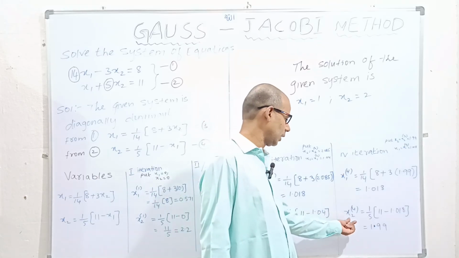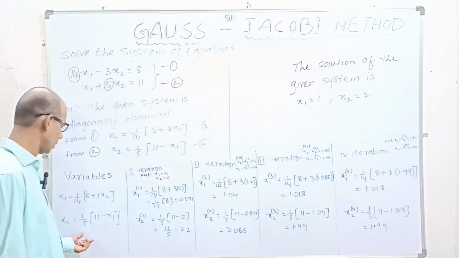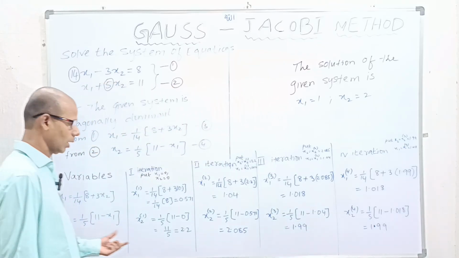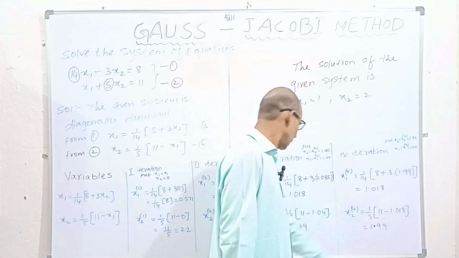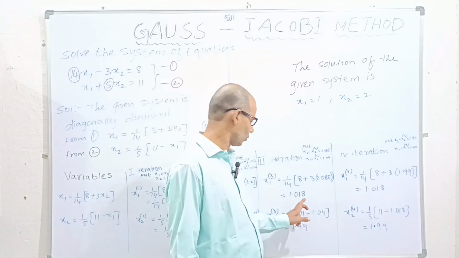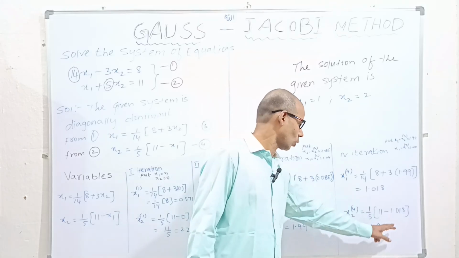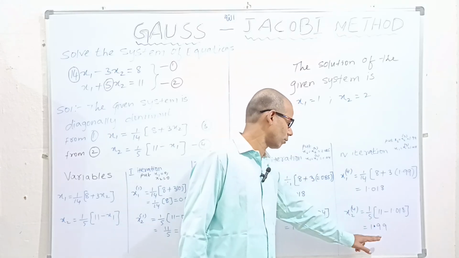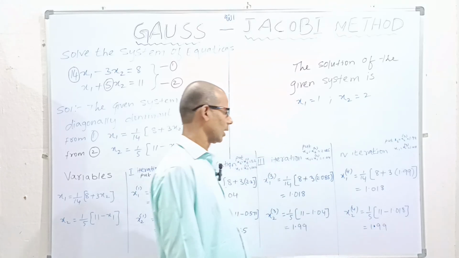Similarly for the x2, same equation, 1 by 5 into 11 minus x1. Instead of x1, we have to use the value of x1 from the third iteration, that is 1.018. On simplifying, we will get the value of x2 as 1.99.